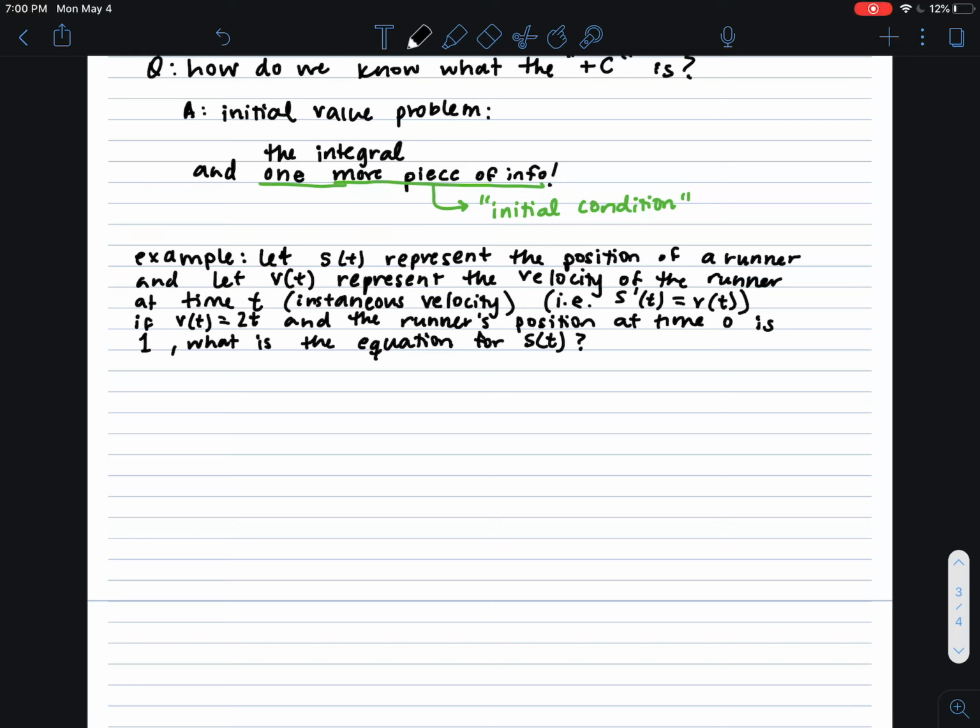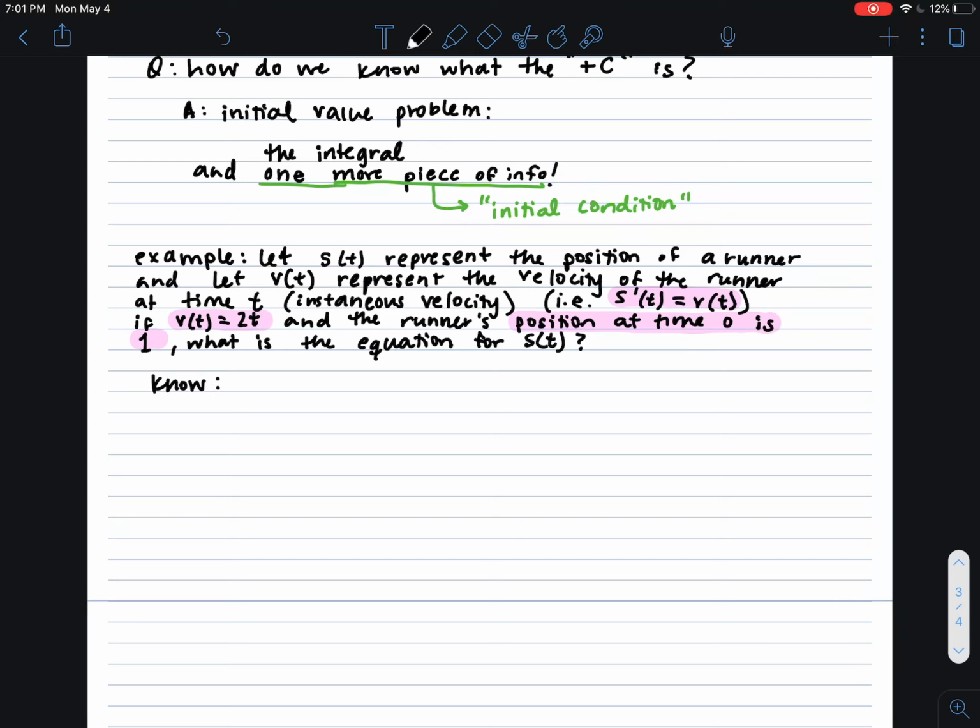So basically we want to find the position, the equation for the position of the runner based off of the equation for the velocity and the fact that at time 0 he's at position 1. You could say it's like a track and he's 1 meter from the starting line. I don't know. Anyway, so we're going to break this down into important pieces and then talk about what we know and how that'll help us find our answer. So we know that the derivative of S of t is velocity. We know that velocity is 2t, and that the position at time 0 is 1. So those are the pieces of information we know.